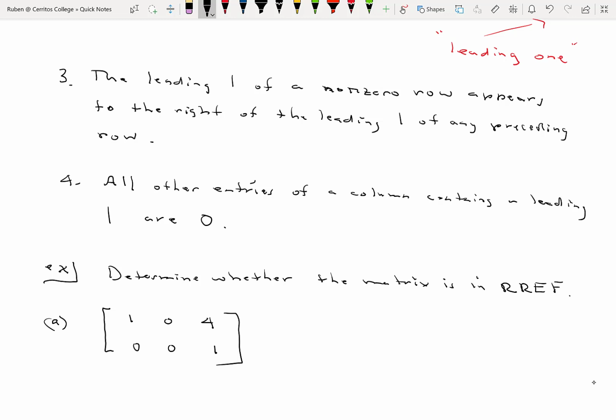Okay, so 4. Here's where we have a violation. All other entries of a column, not a row, but a column containing a leading one are 0. And now number 4 is violated. So the answer is no. The matrix is not in reduced row echelon form.